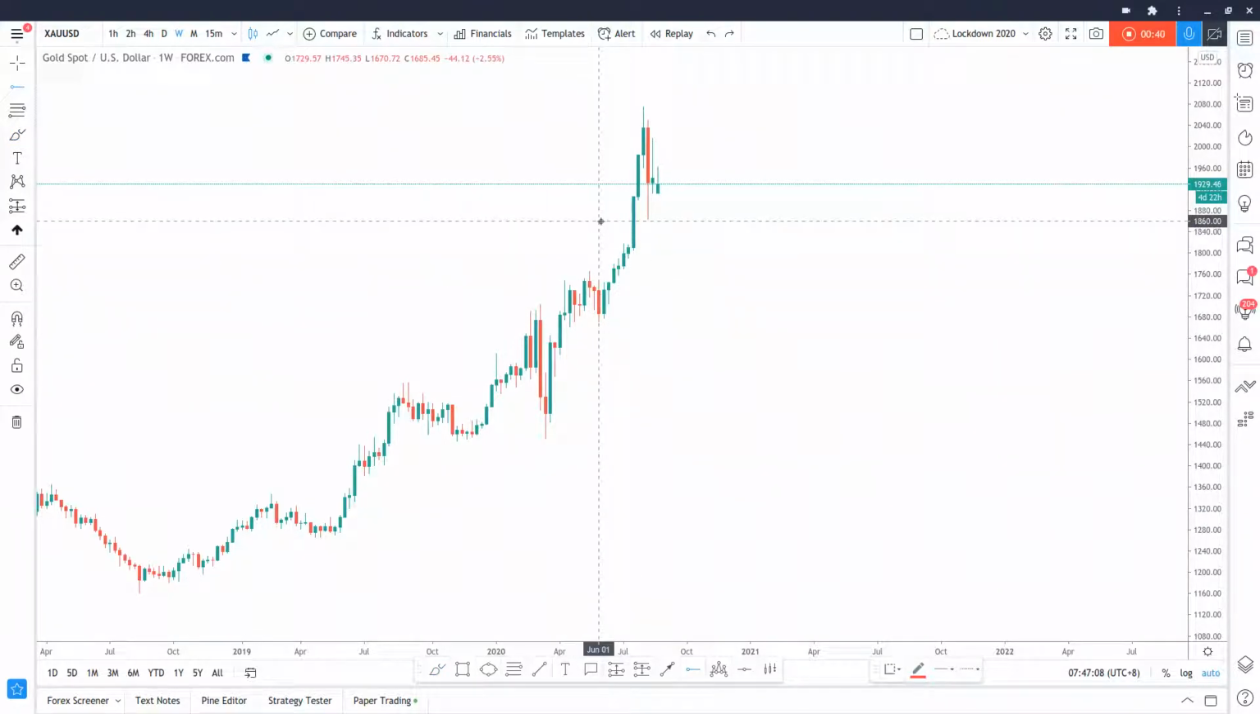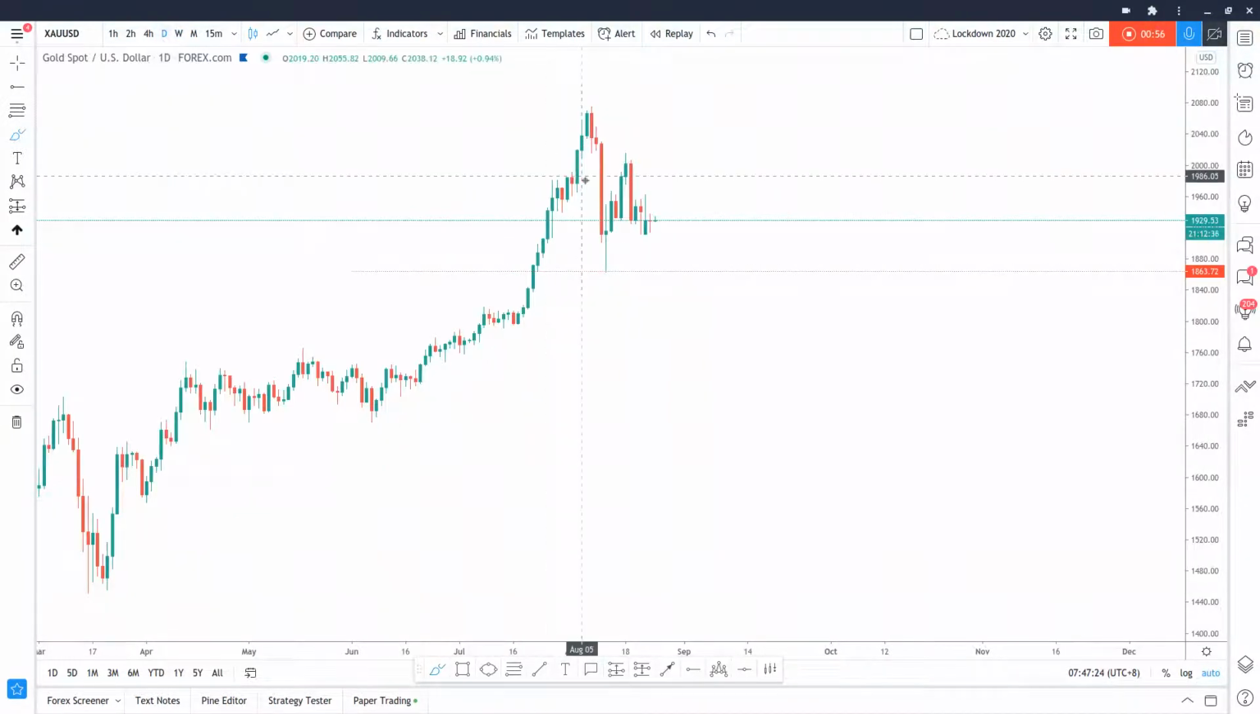So before we start, let me mark our area of importance. This is where we would like to see gold reach. Okay, this is our overall target from a weekly perspective.